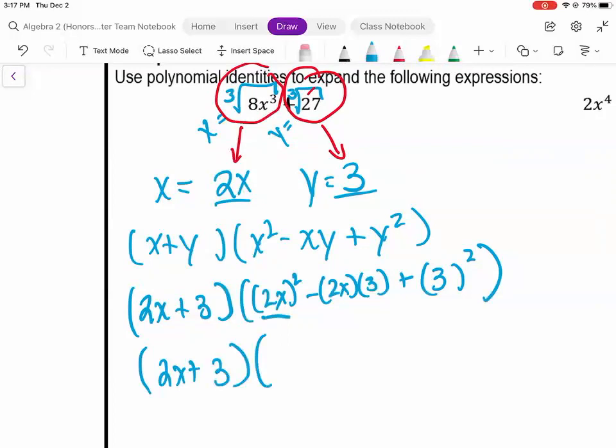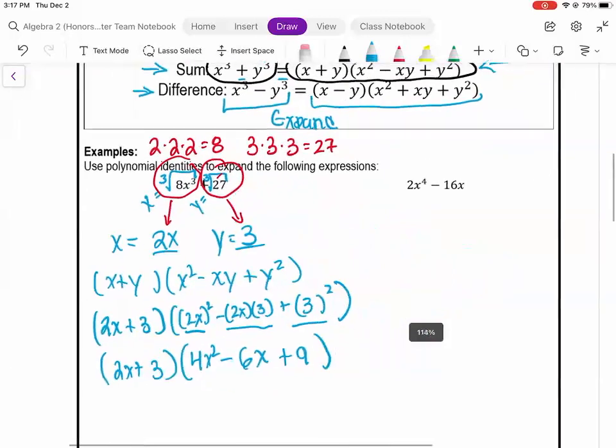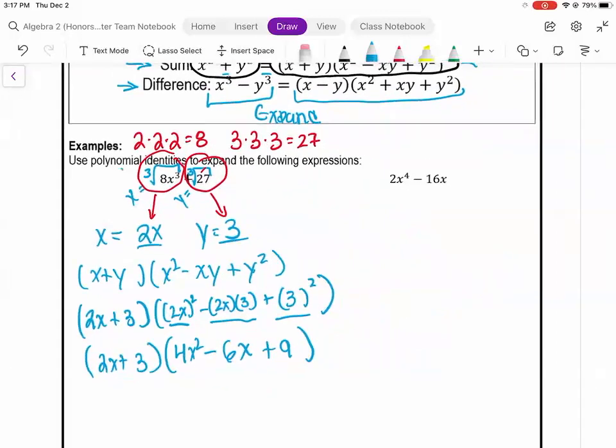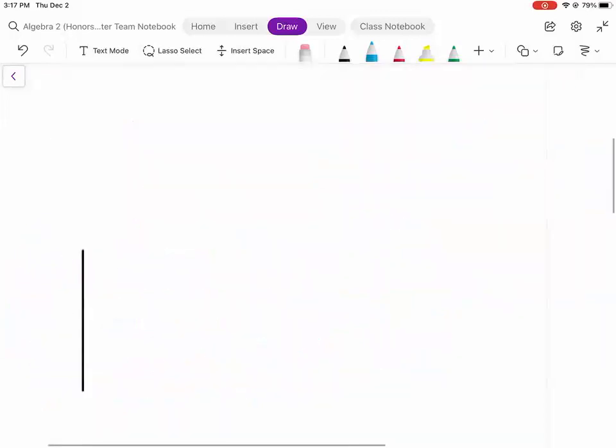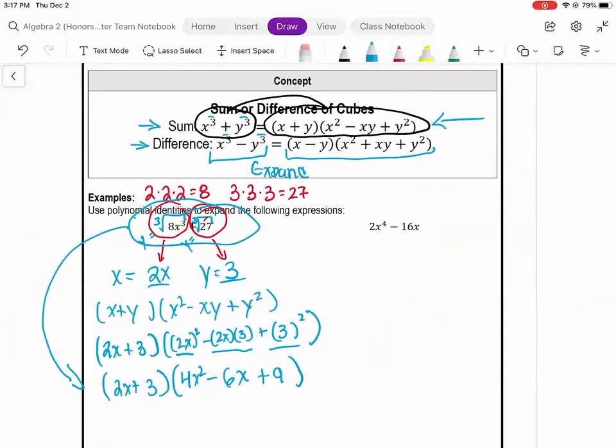And now the first one, we got 2x to the power of 2. Well, that would be 4x squared. And now we got 2x times 3, which is 6, but there's a negative in front of it. So that's going to be negative 6x. And finally, we got 3 squared, which is just 9. So notice that we were able to expand this expression into that expression by using the identities. And this would be my answer.